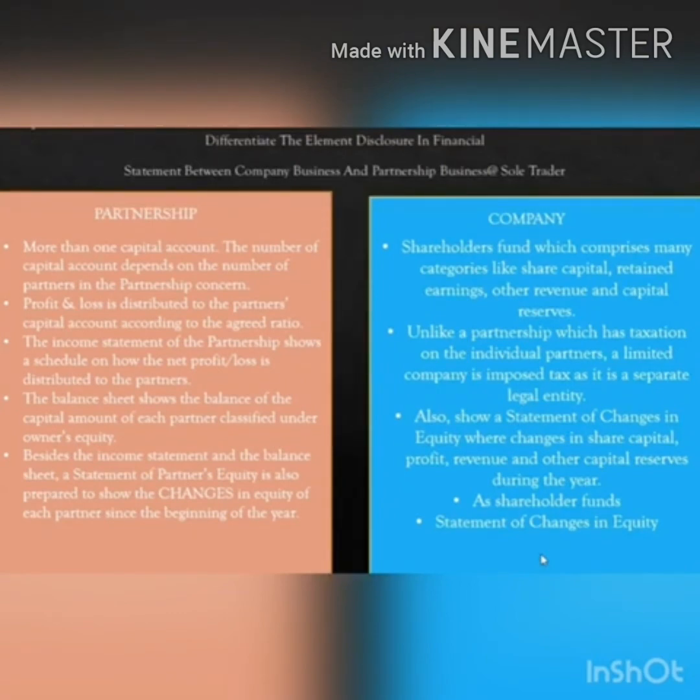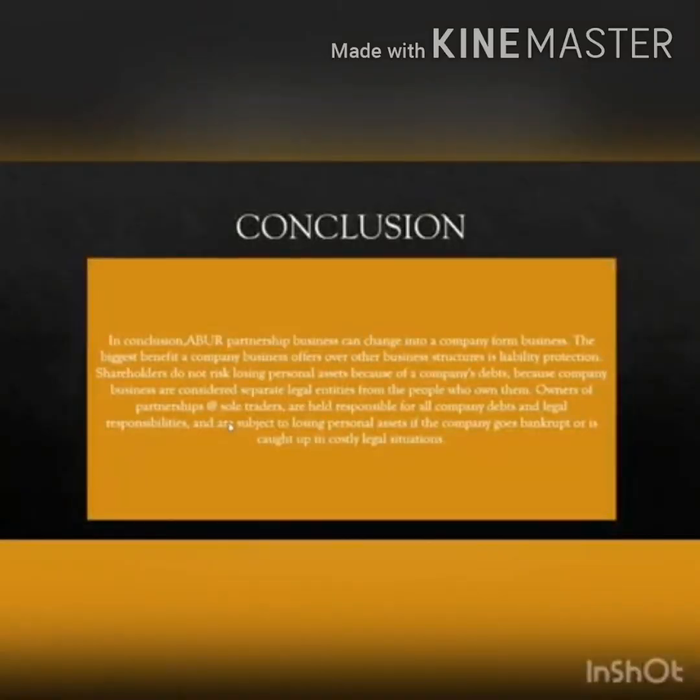In a company, the shareholders' fund comprises many categories like share capital, retained earnings, other revenue, and capital reserve. Unlike a partnership which has taxation on the individual partners, a limited company is taxed as it is a separate legal entity. It also shows a statement of changes in equity, where changes in share capital, profit, revenue, and other capital reserve during the year are shown. I will also talk about the conclusion.